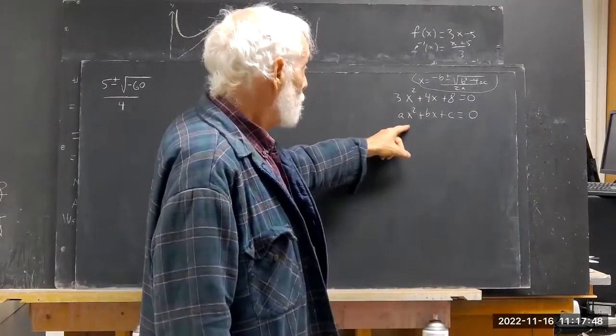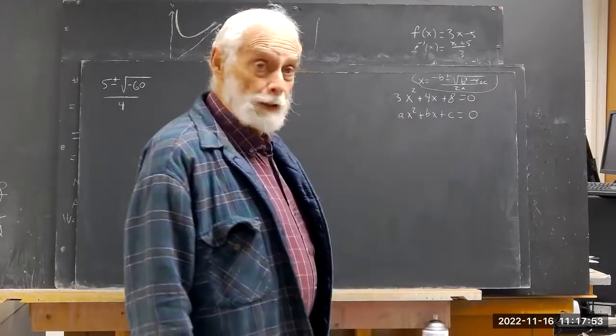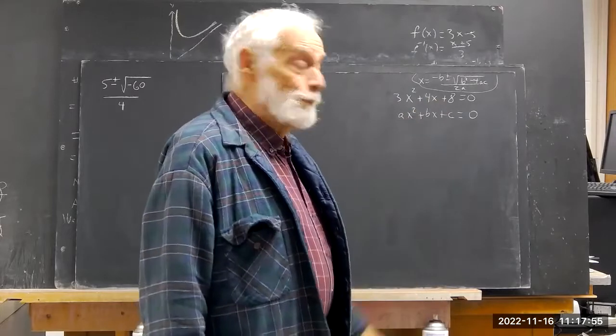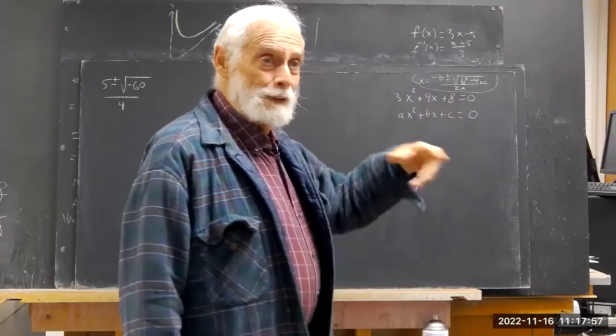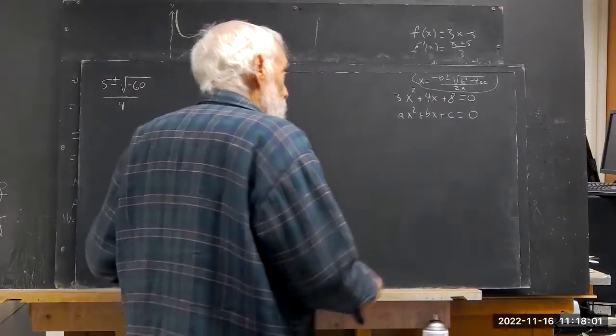A is the number in front of x squared. In this case, that would be 3. B is whatever's in front of x. That's a 4. And C is the number that has no x. The number is just a bare number.